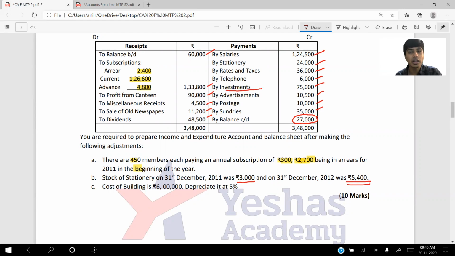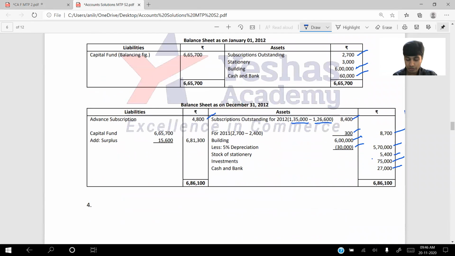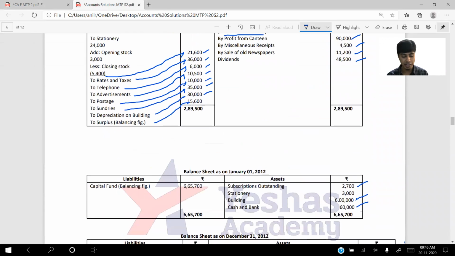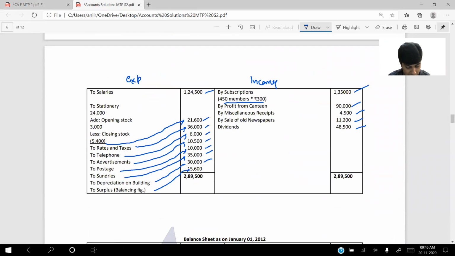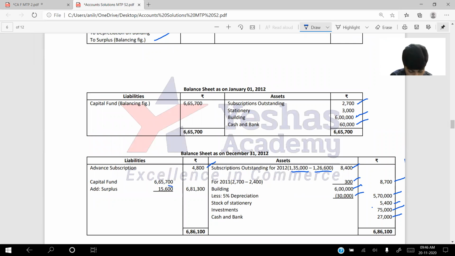It will not go to our income and expenditure. It will go to the balance sheet. I have written it in the balance sheet, 75,000. That's it. Then we'll find our income and expenditure balance. How much is the balance that we got? 15,600. This 15,600 is added to our capital fund. Have a look. Where did I get this 6,65,700? From here, from the opening balance sheet. This is the balancing figure here.